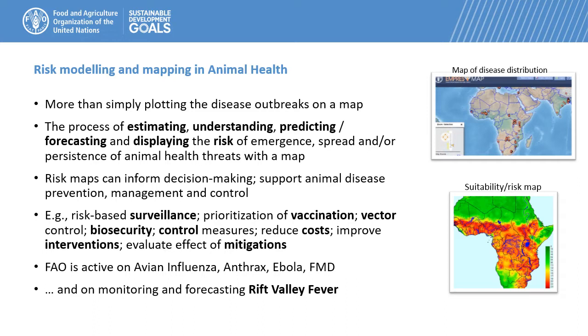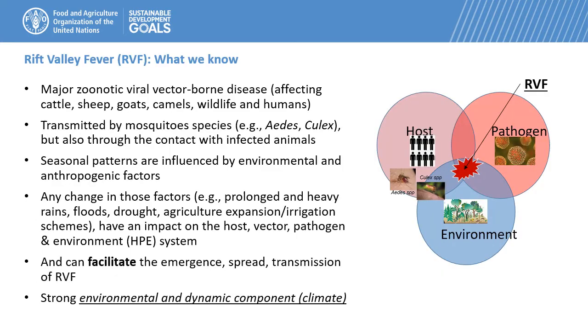FAO is active on various diseases, including avian influenza, anthrax, Ebola, foot and mouth disease, and also on monitoring, forecasting Rift Valley fever. And the focus of this presentation would be on Rift Valley fever, where we have a lot of knowledge applied on monitoring and forecasting.